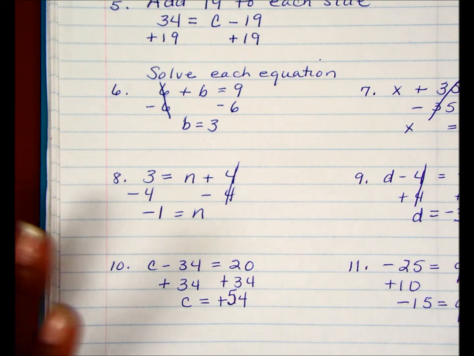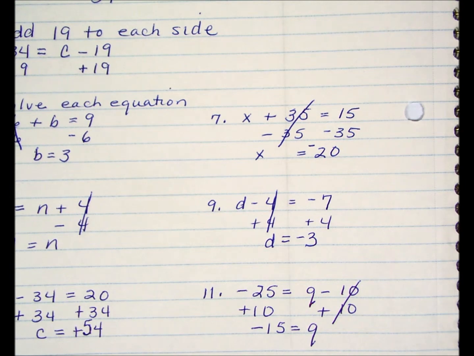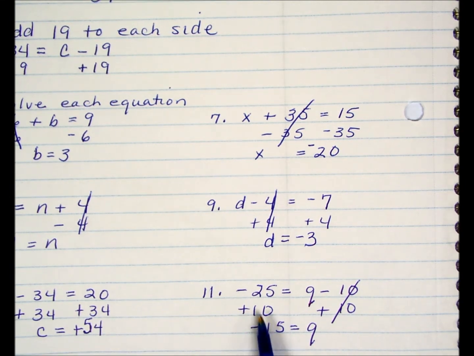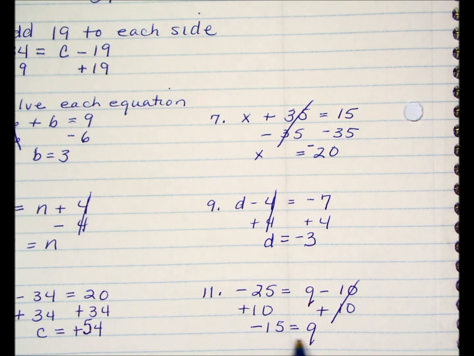Okay, and last on 11, negative 25 is equal to q minus 10. So we're going to add 10 to both sides. And a negative and a positive, we subtract them and use the sign of the one with the greatest absolute value. So negative 15 is equal to q.